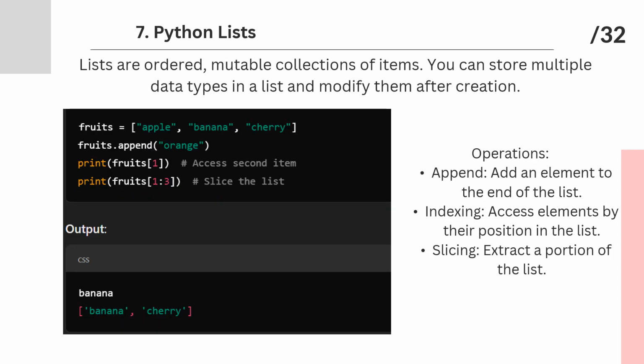Python lists. Lists are ordered, mutable collections of items. You can store multiple data types in a list and modify them after creation. Append adds an element to the end of the list. Indexing accesses elements by their position in the list. Slicing extracts a portion of the list. So this is the example of using these, and this is the output of this code.